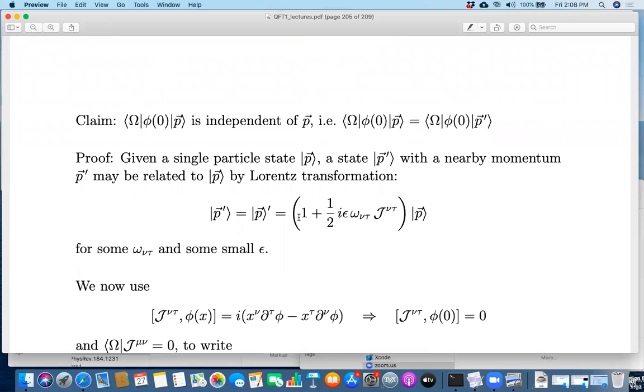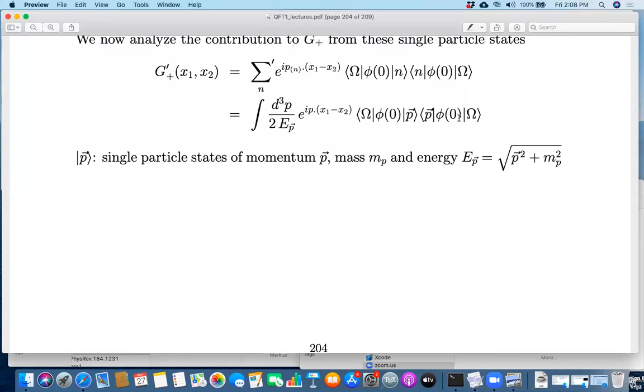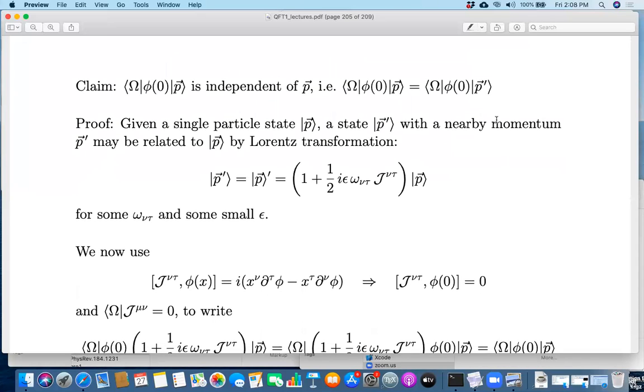Okay, so now I make a claim, which I'm going to prove, that this matrix element ⟨Ω|φ(0)|p⟩, and of course its conjugate, the other one is its conjugate, these matrix elements that appear here, this is independent of p, which means given two different momenta, p and p prime, we have ⟨Ω|φ(0)|p⟩ is equal to ⟨Ω|φ(0)|p′⟩. And so let me proceed with the proof.